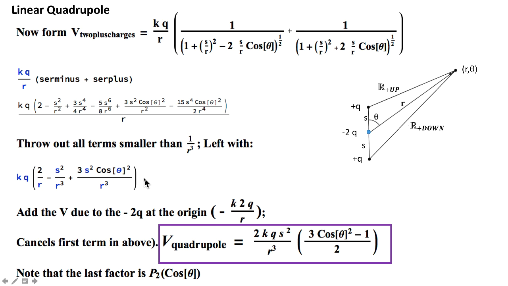This expression right here is in fact the potential due to those two positive charges at this point here, the approximate value. Now we add the potential due to this charge, which is just k times 2q over r, with the minus sign because of the minus charge. Well, see what's going to happen is this 2 over r and this 2 over r are going to cancel, and so you're left with these two terms right here. So canceling those terms, we end up then with the full quadrupole potential of this particular quadrupole equal to a quantity 2kqs squared divided by r cubed, and then times the Legendre polynomial right here. This is P2 right here.